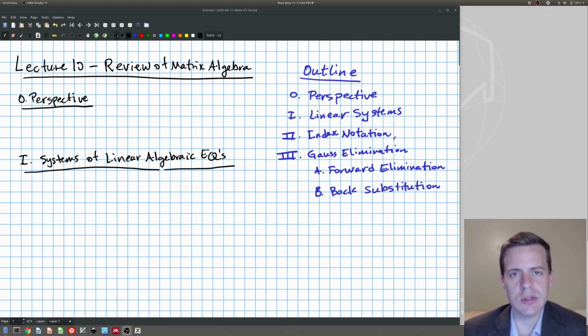Then we'll review some index notation, which is maybe something that you haven't emphasized before, which will matter for us on computing. And then we're going to talk about the Gauss Elimination algorithm, and we're going to do that by hand in preparation to code it in our next lecture. Okay, so let me talk about a little bit of perspective.